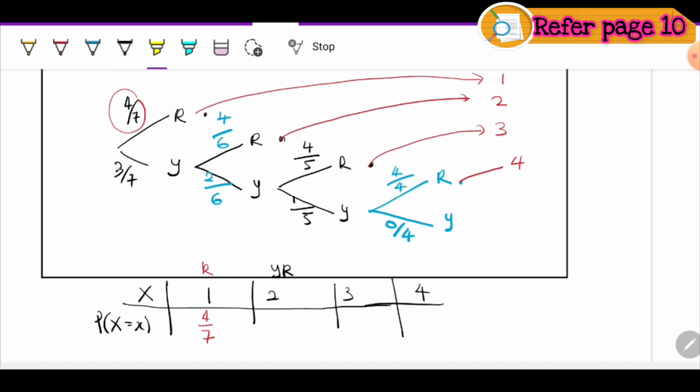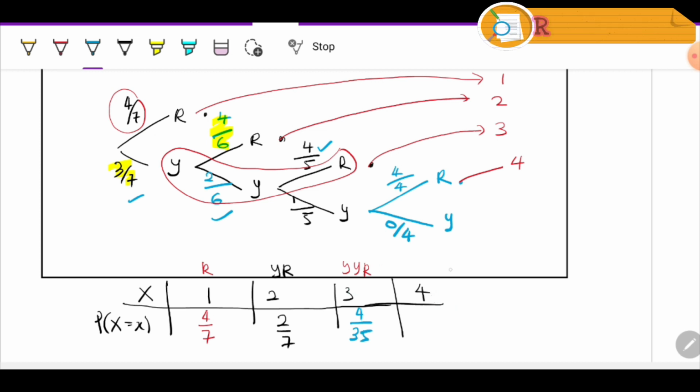So to get the probability, just multiply along the branch. 3 over 7 times 4 over 6, then we get 2 over 7. 3 means we have 3 towels, which is yellow, yellow and red. To get the probability, multiply 3 over 7 times 2 over 6 and 4 over 5. Then we get 4 over 35.